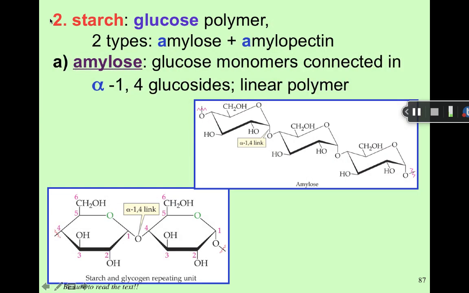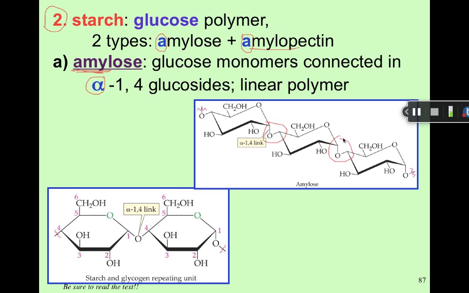Okay, polysaccharide number 2 is starch, but it has two types. And the two types of starch have similar looking names. These are plant products. One is amylose, and the other one is amylopectin. The names are similar, but they have A's in their name to remind you that they are going to have alpha linkages, and they're all alpha-1,4 glucosides in the linear polymer of amylose. So you have a bunch of these connected in a linear fashion with alpha-1,4 linkages.